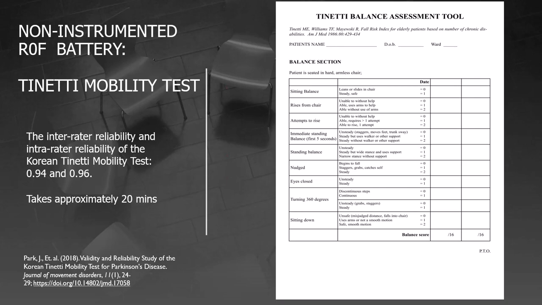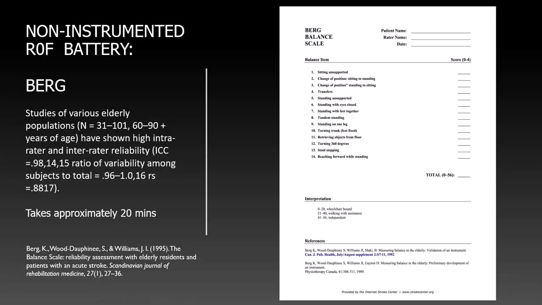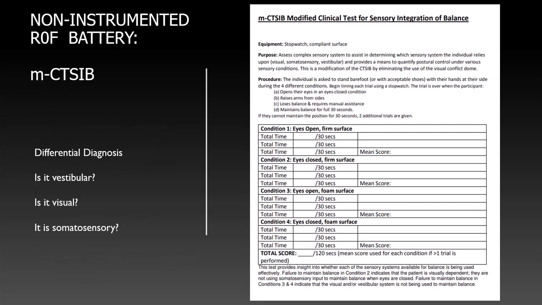Here's a worksheet for the Tinetti test. And again, it takes about 20 minutes to do this test. And it gives you information beyond what you can do with just the tug or the sit to stand. The Berg test is similar. It has a little different emphasis, but it gives, again, a lot of the same information, and it's preferred by some practitioners over others. The Modified Clinical Test of Sensory Integration and Balance is quite valuable because of its ability to differentially diagnose. It helps you determine whether it is a vestibular problem, a visual problem, or somatosensory.